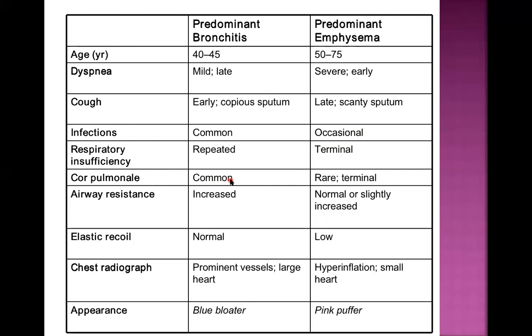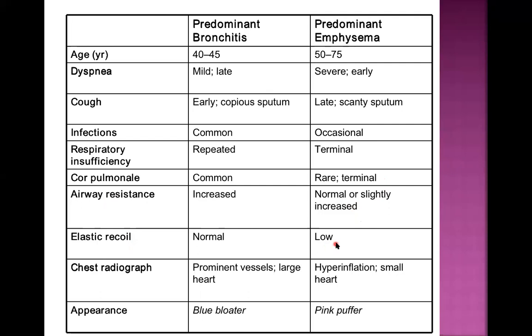That's why these people are blue bloaters. But in emphysema, cyanosis is not common at all, even if it occurs in the terminal stage, very late. Resistance of the airway is increased in bronchitis, but in emphysema, because it is a disease mainly of alveolar duct and alveoli, only the respiratory bronchiole is affected here. The resistance to the airway is normal or slightly increased because of respiratory bronchial involvement.